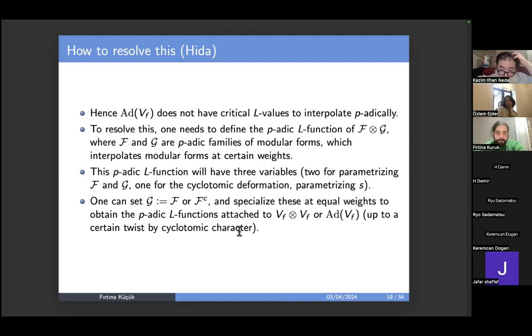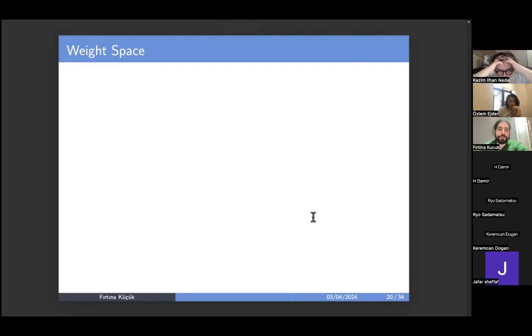So, for example, we could set the families F and G as equal, but we could evaluate at different weights. And in this case, we actually have some critical values. And that's how we obtain the p-adic L-function. Then we specialize this p-adic L-function for those families at equal weights for F and G, and we get the p-adic L-function of this object.